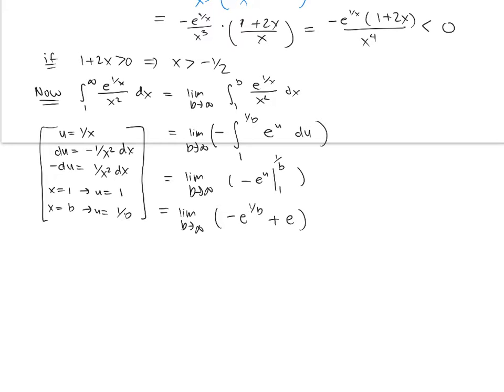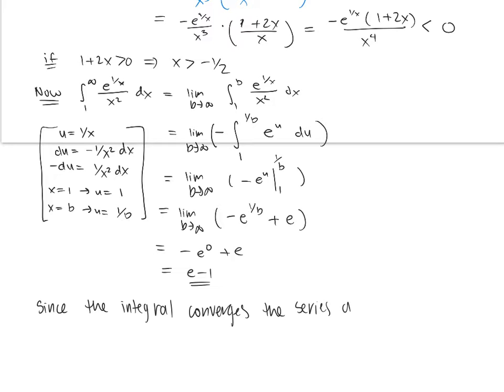What happens to the 1 over b as b goes to infinity? Goes to 0, and then so that goes to negative e to the 0 plus e, which is, as people were saying, negative 1, e minus 1. Could we have just skipped that second to last step there? Yes. Since the integral, I'm going to be lazy myself, converges, the series does what? Also converges. So technically, you have to say by the integral.